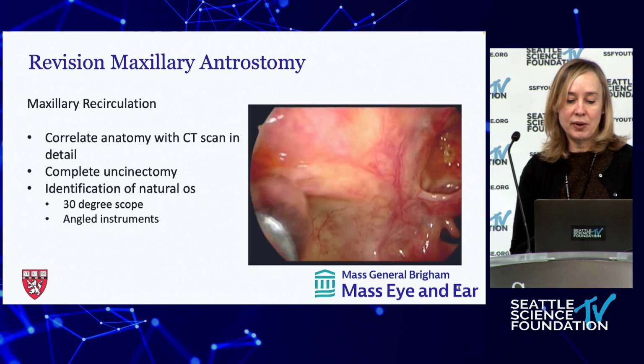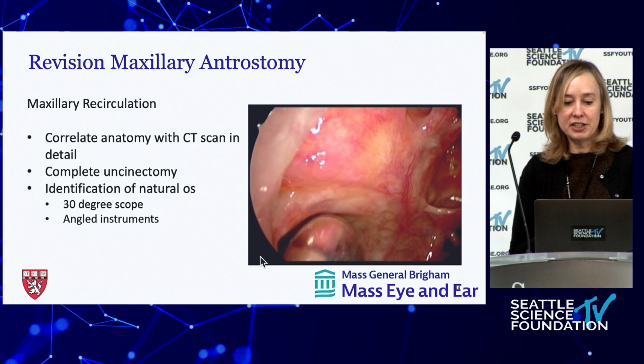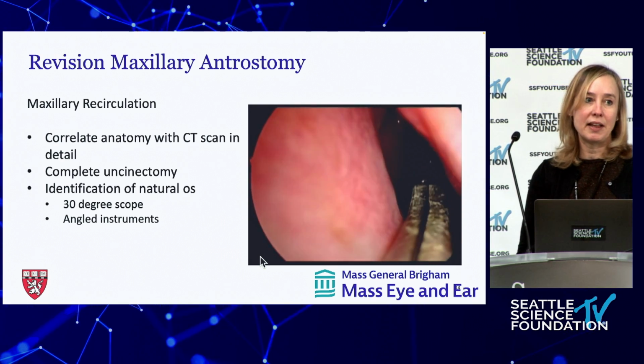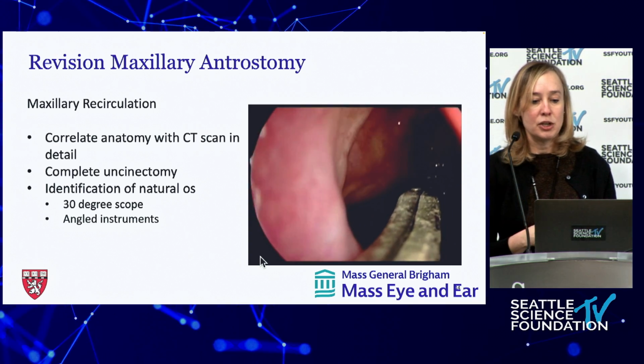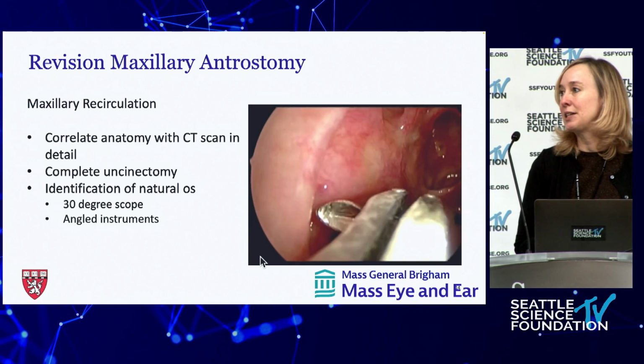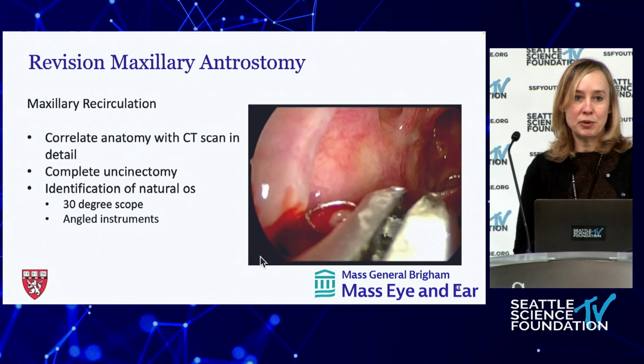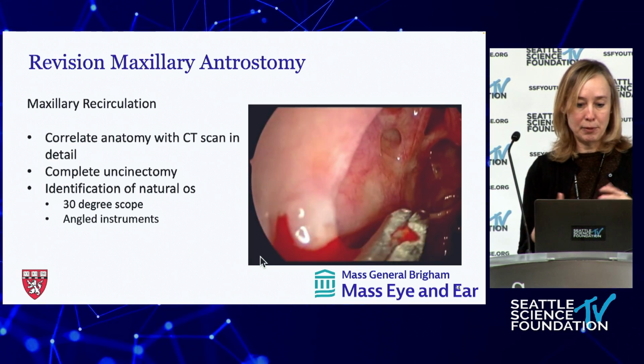So now I've switched to an angled scope. And it's just a really small band that's right there. So using that backbiter again, right at the level of the natural ostium, you can actually see where the natural ostium is located. And then it just needs to be incorporated into this really huge antrostomy that was already performed.